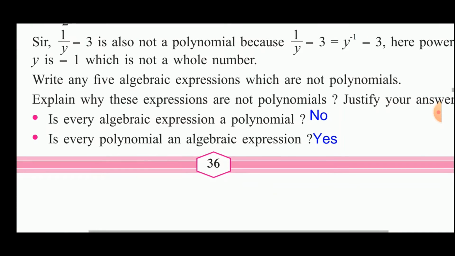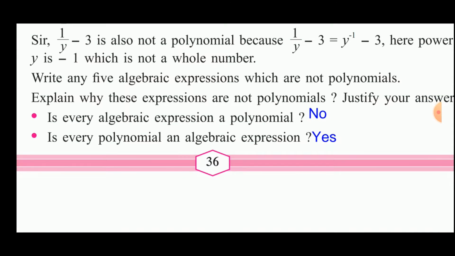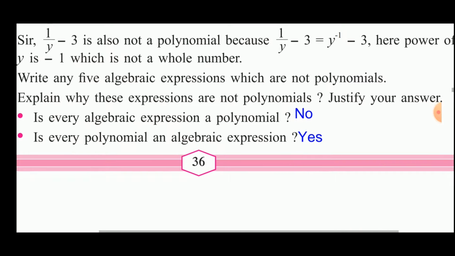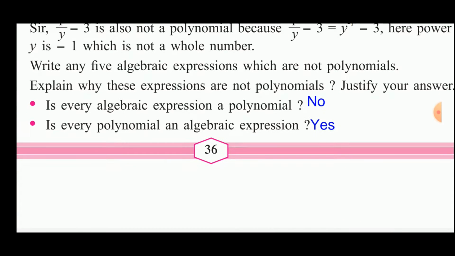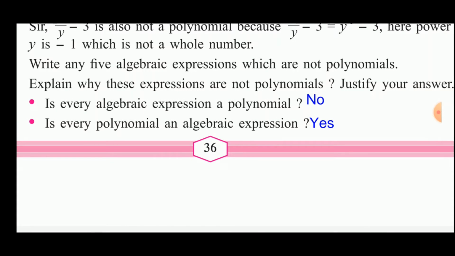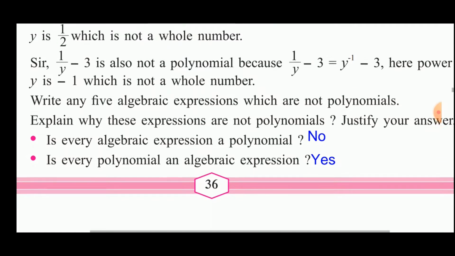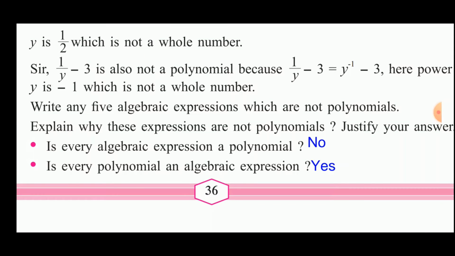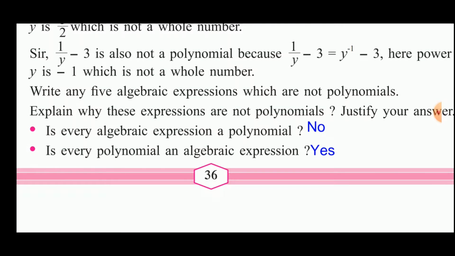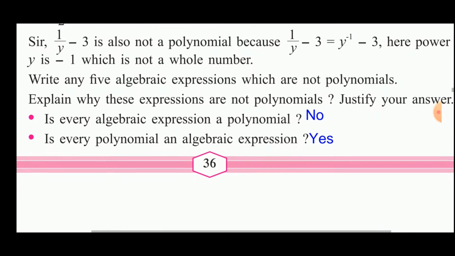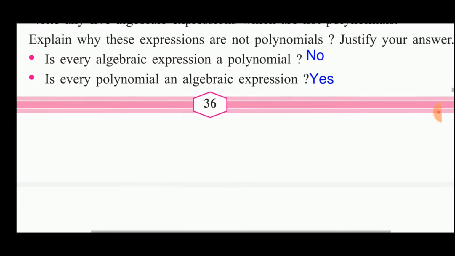Now the question is asked, explain why. Is every algebraic expression a polynomial? No, not all algebraic expressions are polynomials. For example, here 1 upon y minus 3 is an algebraic expression, but the power of the variable y is minus 1, so it is not a polynomial. Then every polynomial is an algebraic expression. This is a true statement.